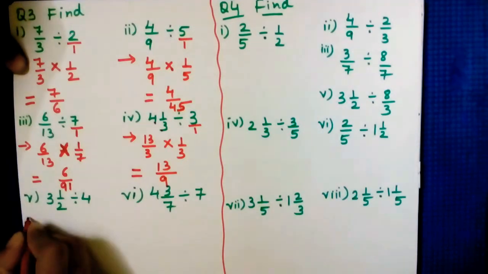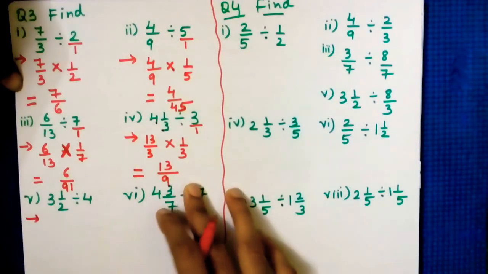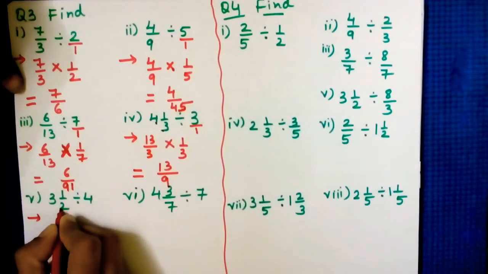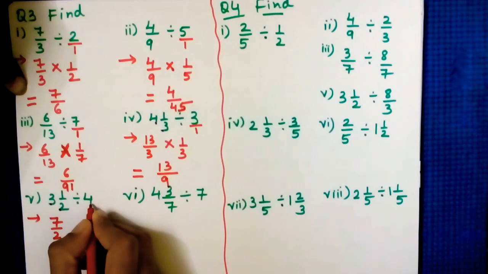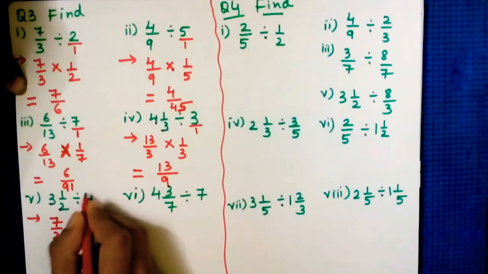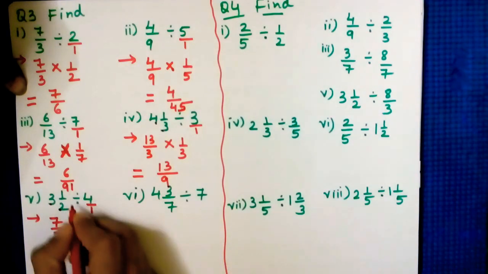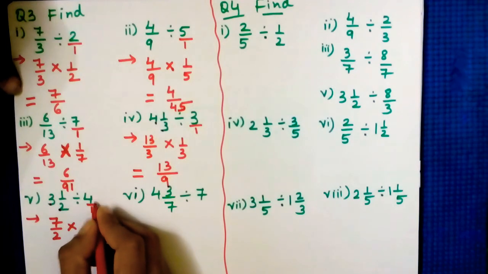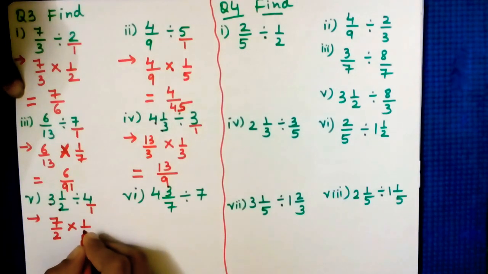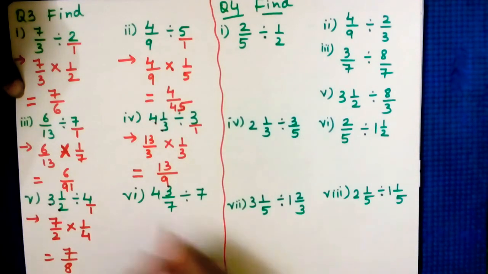Moving ahead with the fifth sum. The fifth sum is also of the same type as the fourth one. So let us start. Again we convert: 3 twos are 6 plus 1 gives you 7/2. Now again 4 is given. Whenever a whole number is given to you, write it over 1 and then take the reciprocal. The division sign will change into multiplication, and at the same time we take the reciprocal of 4/1, so it will be 1/4. Now we multiply. 7 ones are 7 and 2 fours are 8. So 7/8 is our answer.